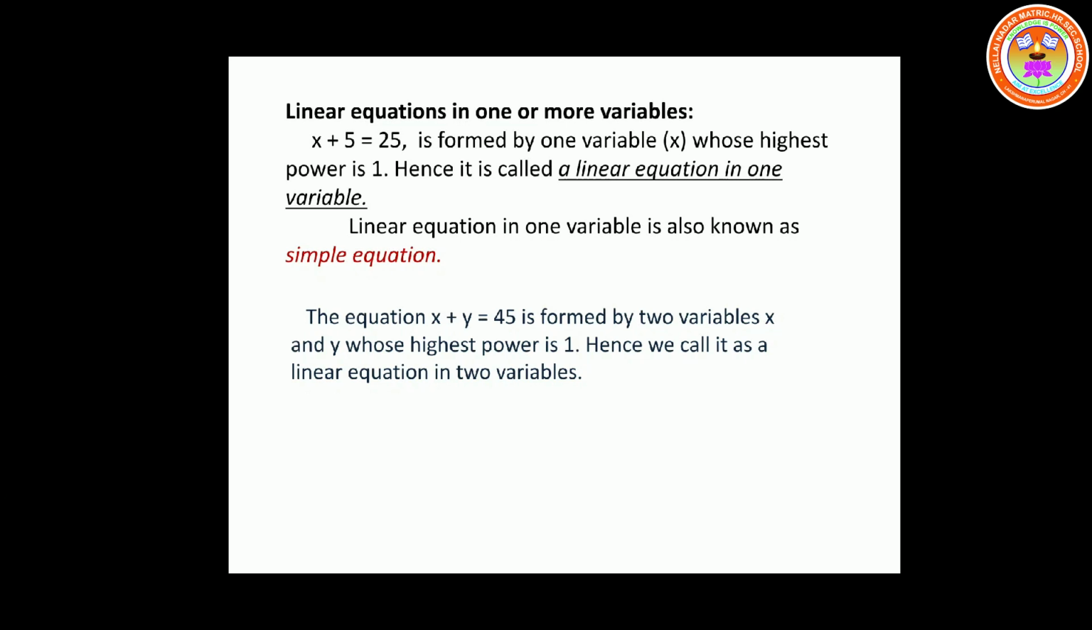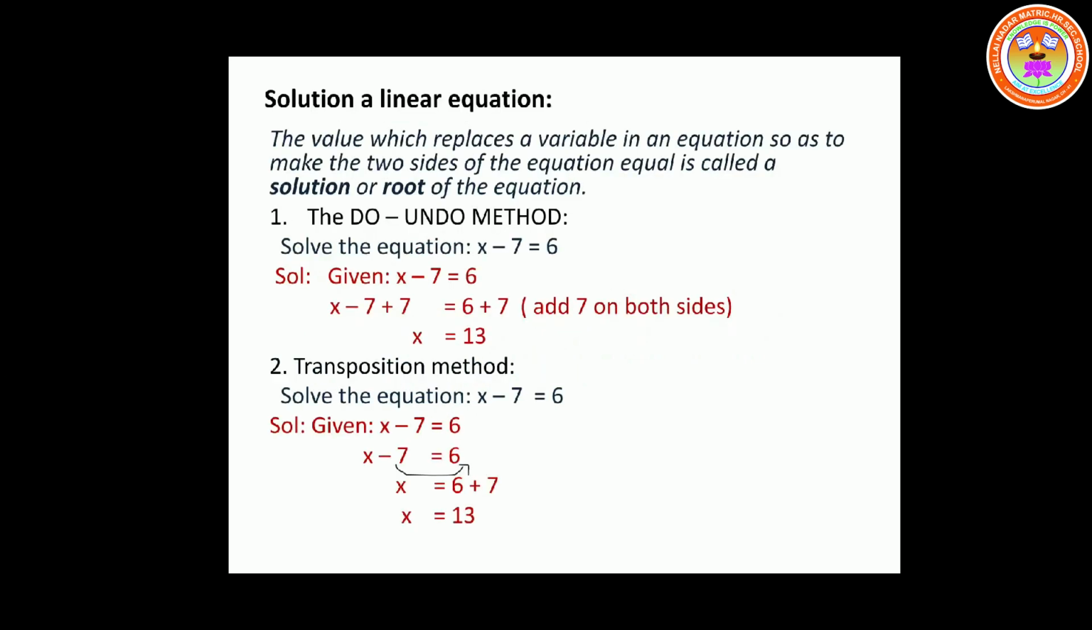Now consider another equation, x plus y is equal to 45. In this equation I can find x and y variables. So there are two variables and both the powers are 1. Hence we call it a linear equation in two variables. It is a linear equation because the highest power is 1, and there are two variables x and y. So that is what is called a linear equation in two variables. Do you understand, children?